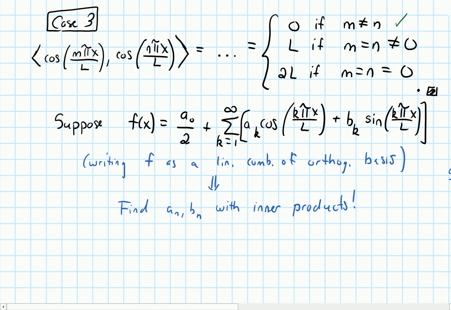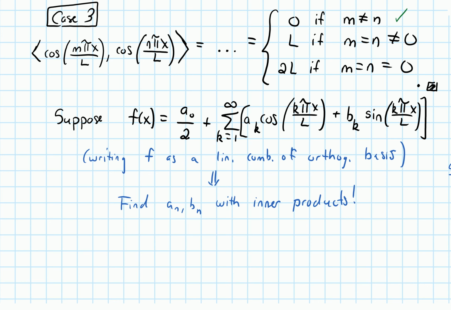So what we will do specifically is take both sides of this equation, and let's take the inner product of both sides first with a cosine term like this, and then later we'll deal with the sine term. So let's start with the left-hand side, f of x, and take the inner product of f of x with a cosine term, cosine of n pi x over L.